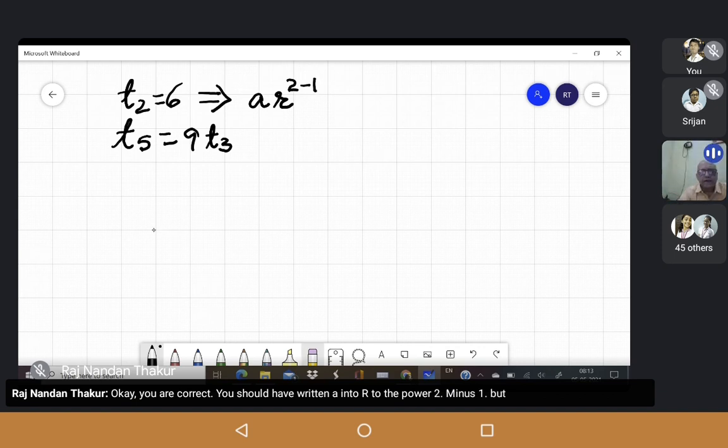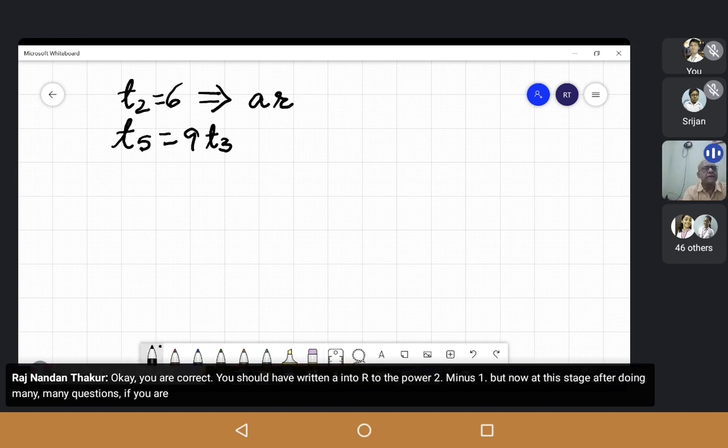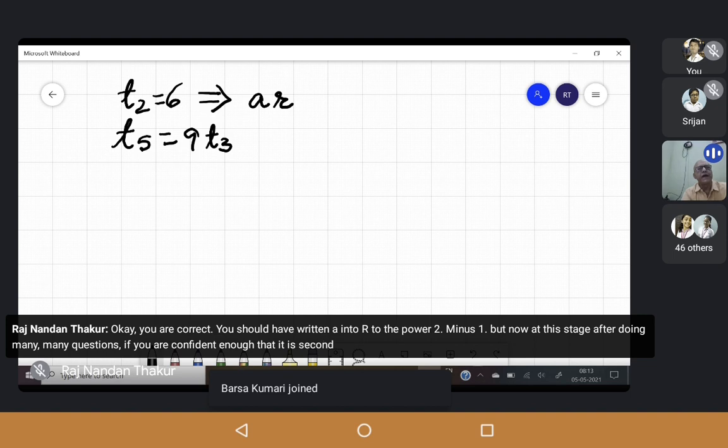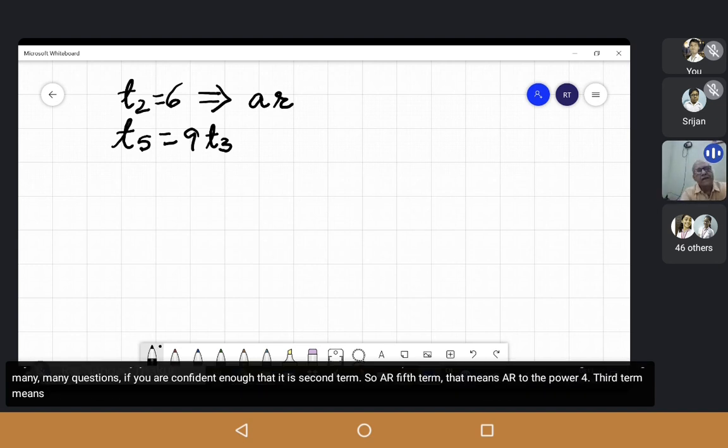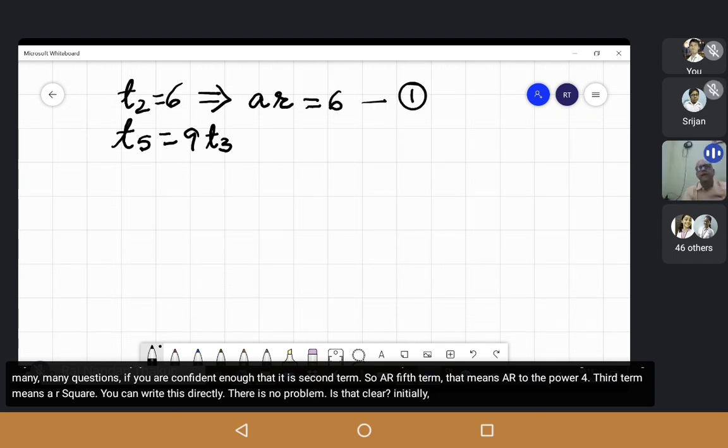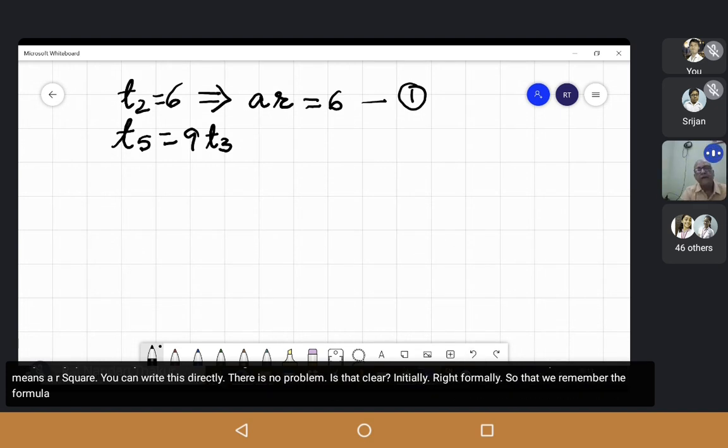But now at this stage, after doing many questions, if you are confident enough that it is second term, so AR. Fifth term, that means AR to the power 4. Third term means AR square. You can write this directly, there is no problem. Is that clear? Initially we write formally so that we remember the formula correctly. Once we are confident enough, then we can write like this. Is that clear? Yes, sir. Okay.